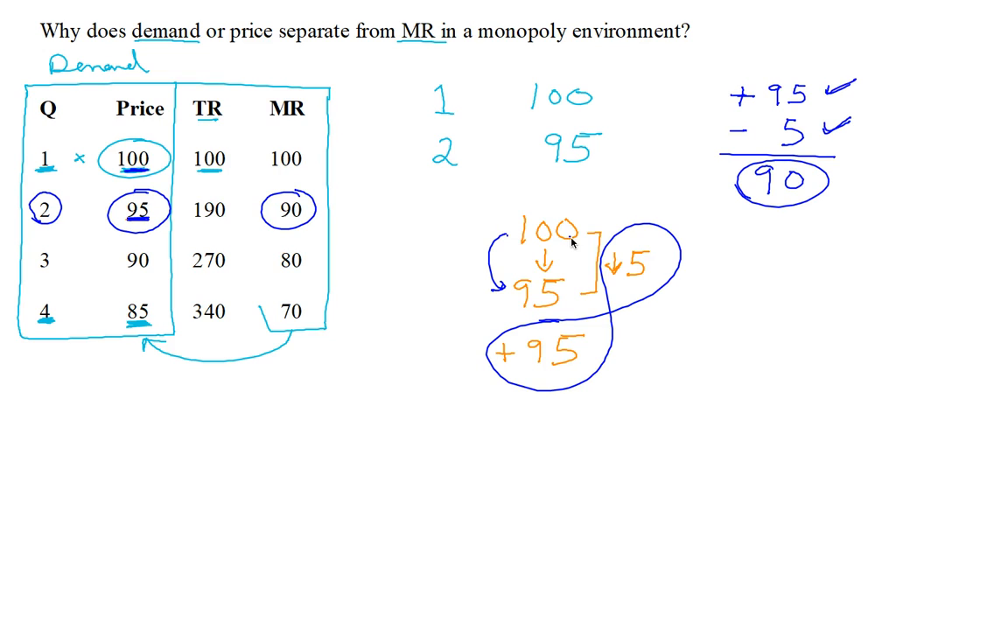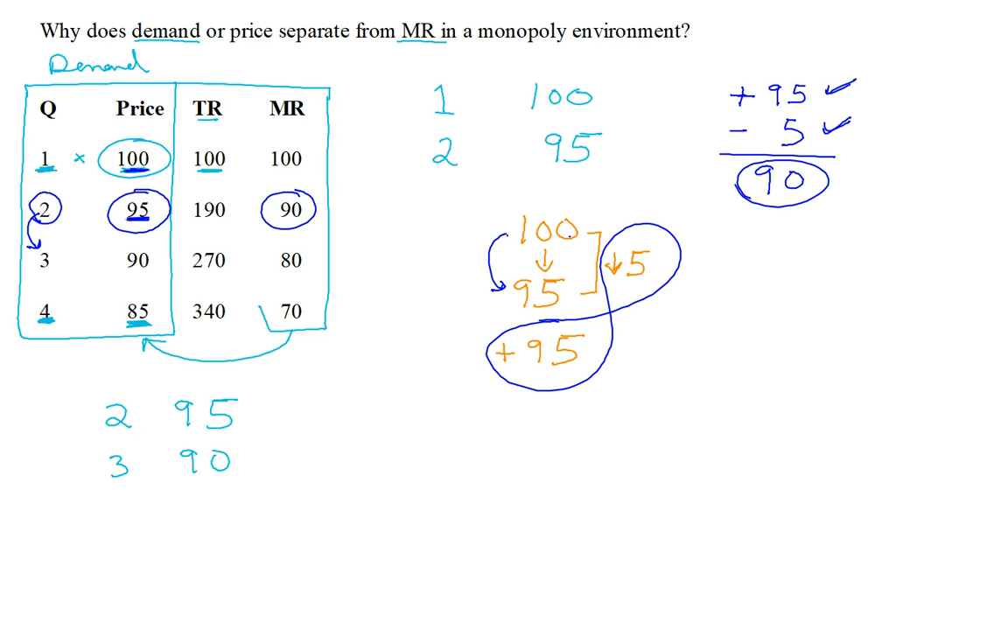All right, let's just do that one more time. Let's think about going from 2 units to 3 units. If we go from 2 units to 3 units, what did we used to do? That second unit, unit number 2, we were selling at $95 each. If we sell 3 units, they're only going to sell for $90 each.